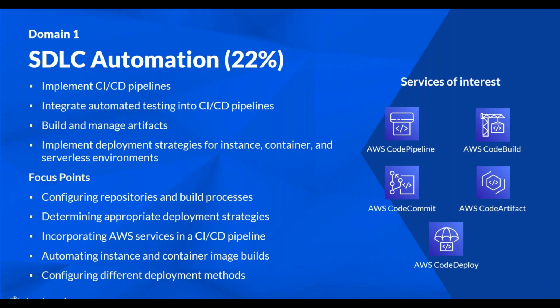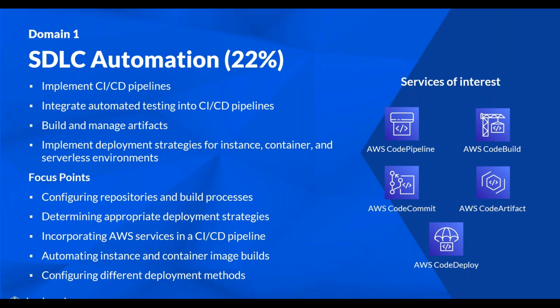So we'll start by talking about domain 1. So like I said, software development lifecycle automation. It does account for 22% of the exam content. That makes sense on a DevOps exam. You're going to be focusing on everything from implementing continuous integration, continuous delivery, or CI/CD pipelines, how to go about integrating automated testing into those pipelines, building and managing the different development artifacts. That can be everything from your code in a CodeCommit repository, could be external dependencies, other libraries, objects and files that need to be stored in association with your applications, and also deployment strategies for instance, container, and serverless environments. So you see we have that list of services of interest on the side there.